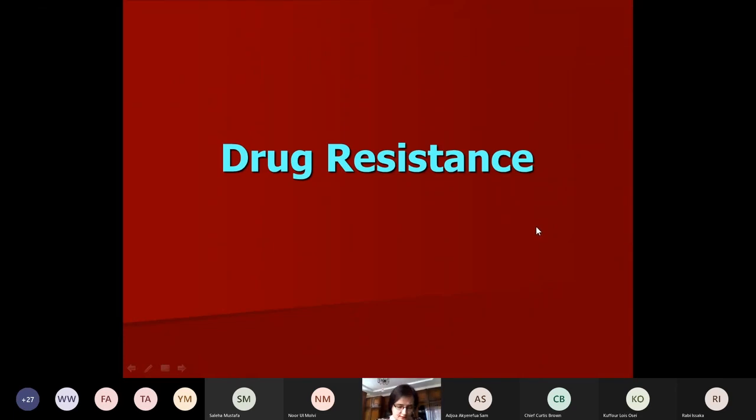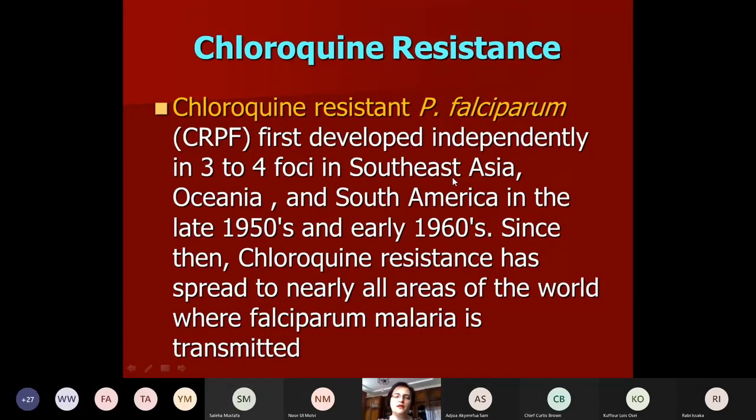Drug resistance is a very dangerous situation, but Plasmodium falciparum has already produced resistance all over the world. Chloroquine-resistant Plasmodium falciparum, you see the abbreviation CRPF, first developed independently in 3 to 4 foci in Southeast Asia, Oceania and South America in the late 1950s and early 60s. Since then, chloroquine resistance has spread to nearly all areas of the world where falciparum malaria is transmitted.